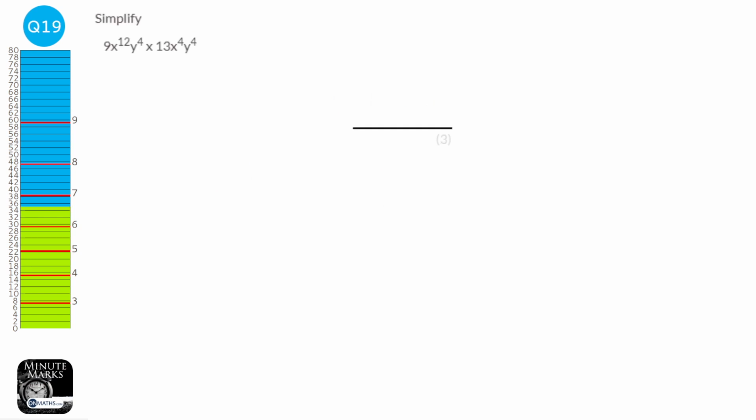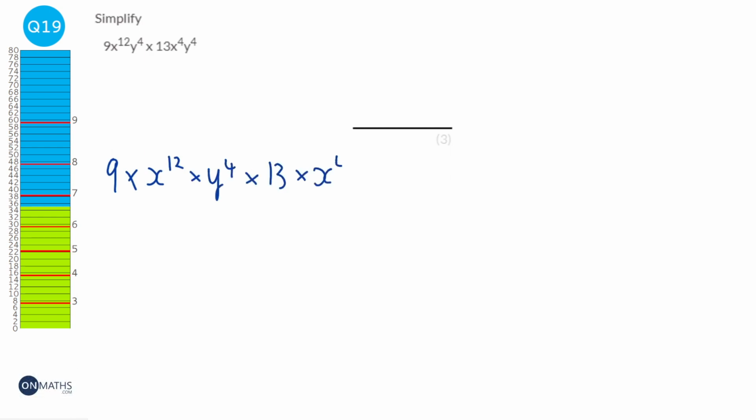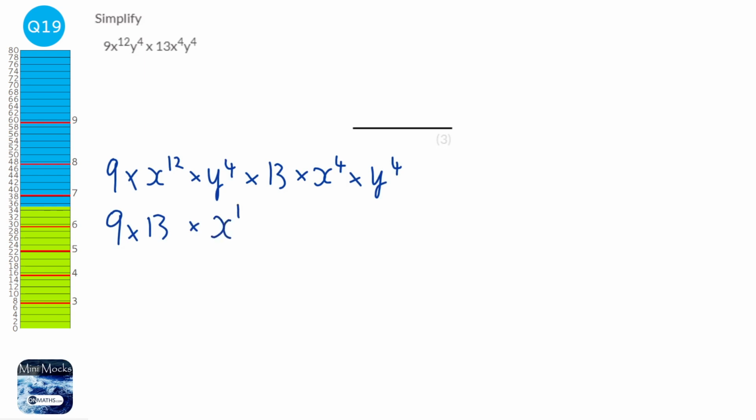There's a lot going on with this question, so I'm going to put in all of the times signs that we don't normally show. So we've got 10 times 12x times y to the power 4 times 13 times x to the power 4 times y to the power 4. And I'm going to reorder these to put the numbers together, first of all. With multiplying, it doesn't matter which way around you do it, so I'm not changing anything. I'm going to put the x's together, and I'm going to put the y's together.